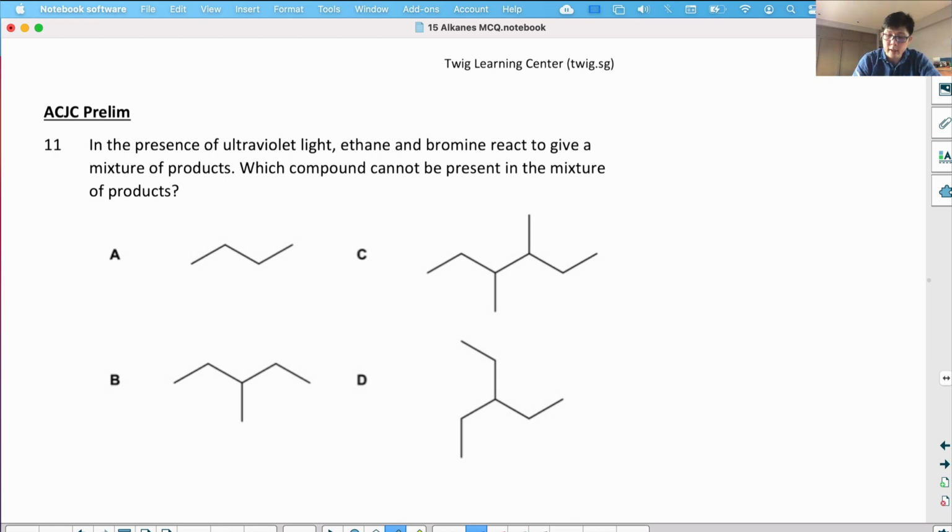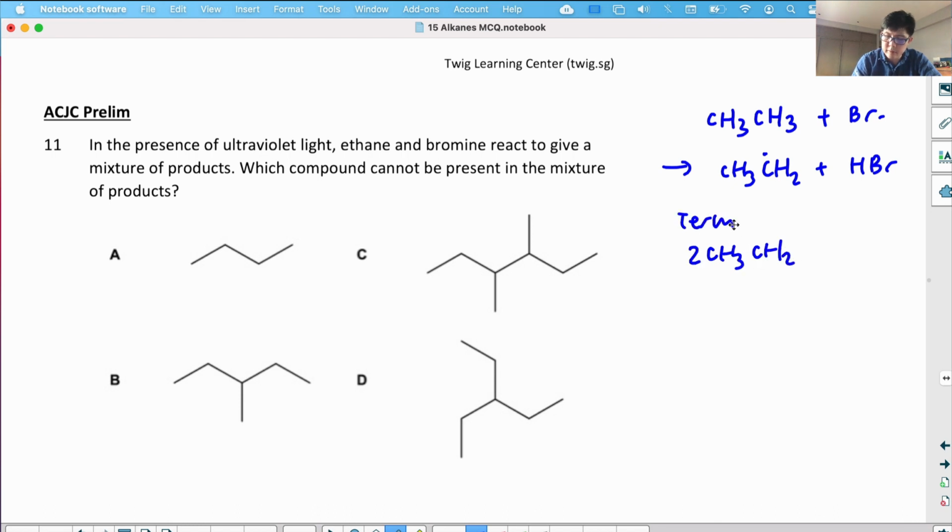So ethane is CH3CH3. In the propagation step, you'll probably get CH3CH2 dot plus HBr. Then in the termination step, two of these will combine, and you'll form CH3CH2CH2CH3.